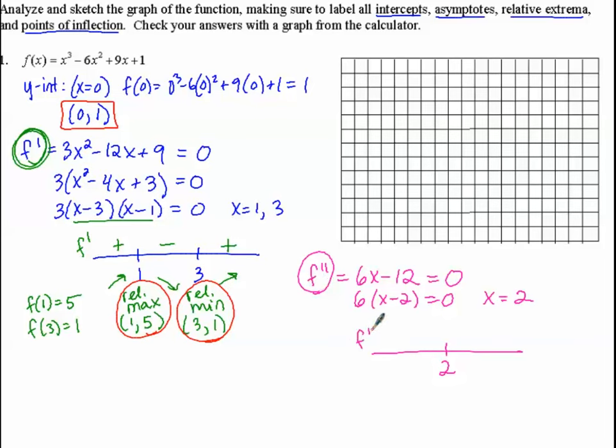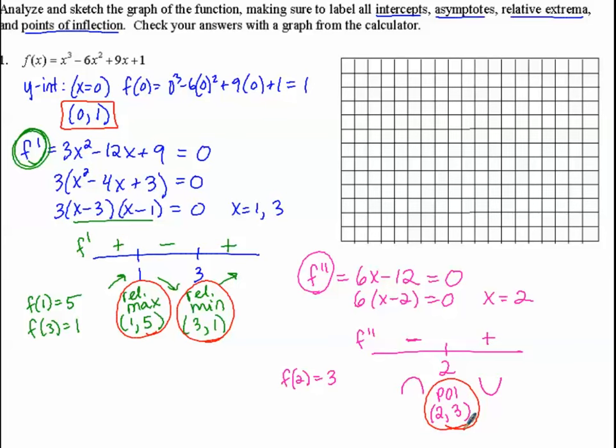So f double prime with 0 plugged in looks like a negative. With 5 plugged in looks like a positive. So I know second derivative tells me concave down, concave up. Therefore, I do have a point of inflection at 2. So point of inflection is 2, and the y coordinate, plug in 2 into the original function, and 2 plugged back into the original function gives me 3. So the point of inflection is 2, 3. Here's another important point I want to put in my graph.